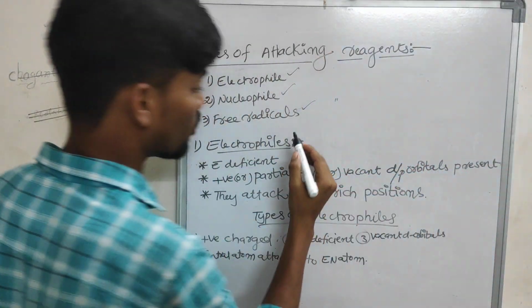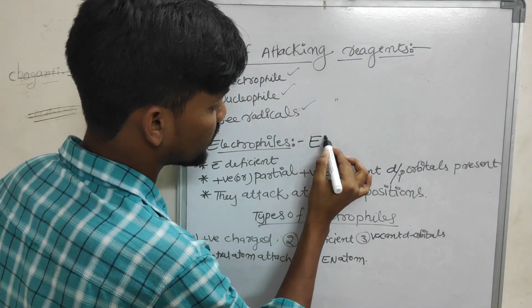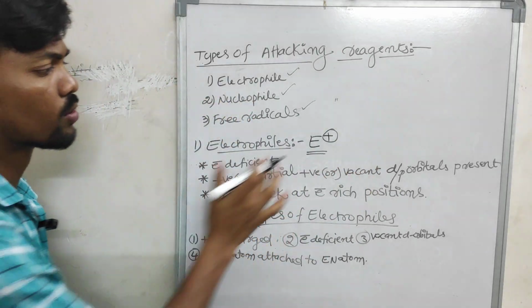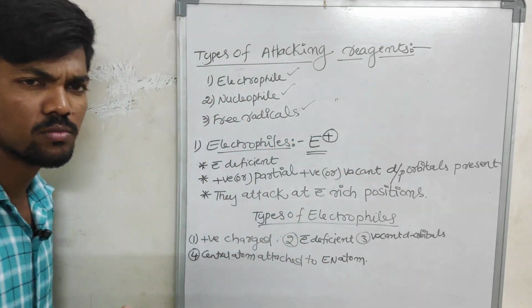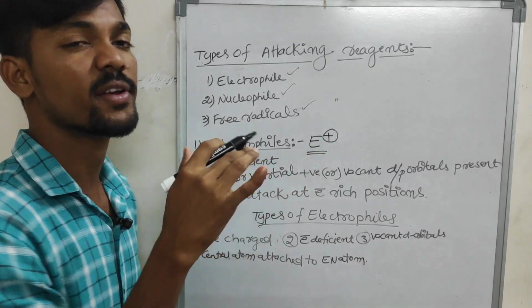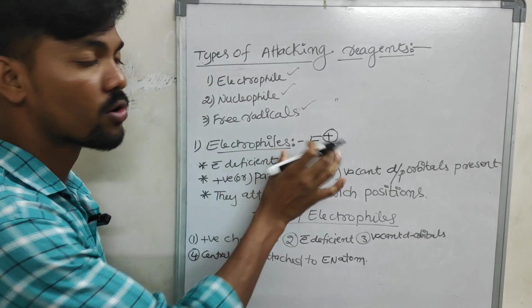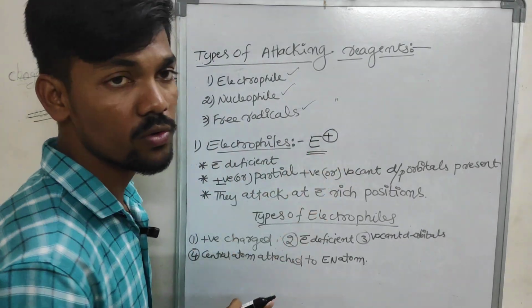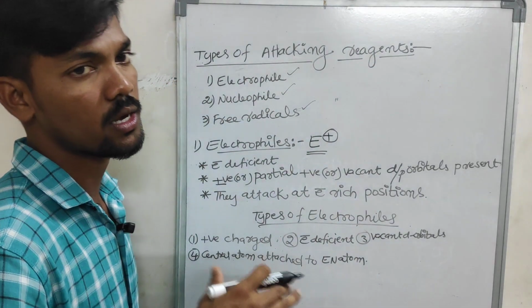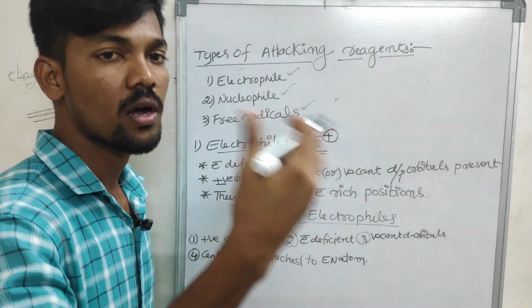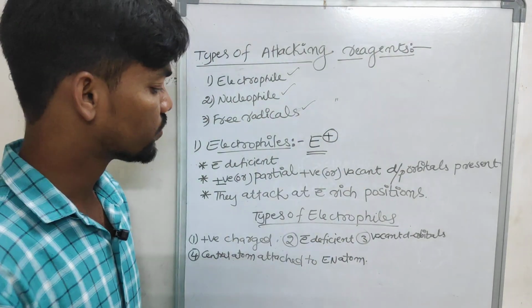Coming to the electrophile, we commonly write it as E positive. E positive means electron loss. So it is an electron deficient compound, either positively or partially positively charged, or with vacant d and p orbitals, whatever it may be. You have to remember: loss of electrons, electron deficient species.